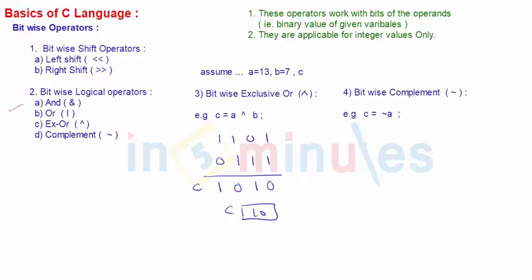The next category is the bitwise complement operator. It is also called ones complement. Now you can see this operator is a unary operator. The rest of the operators that we have seen in bitwise operators are all binary operators, that is, they work with two operands at a time. This works with a single operand. C equal to complement of A.